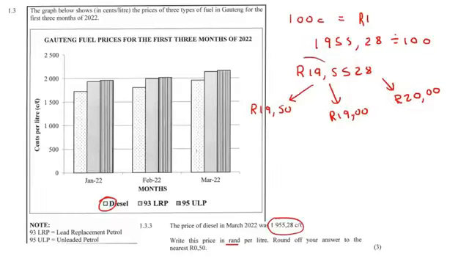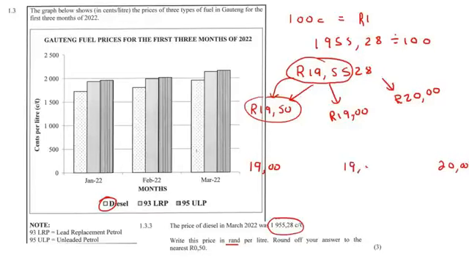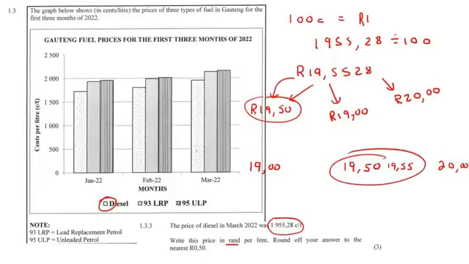Well done if you realize that 19 Rand 55 is extremely close to 19 Rand 50. I'll show you on a timeline. If you have 19 Rand over here, then 20 Rand over there, in the middle would be 19 Rand 50. Then 19,55 would be just over there. So we can see that these two are very close to each other. So there's our answer, 19 Rand 50. And then you should say Rand and then per litre.